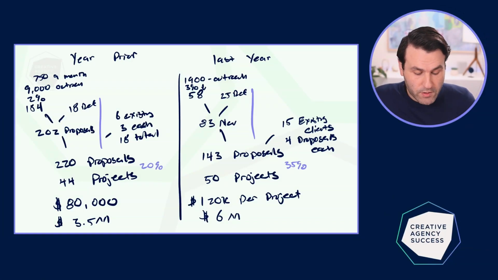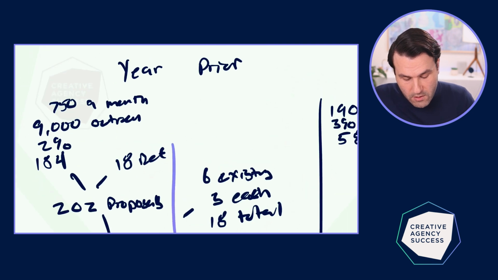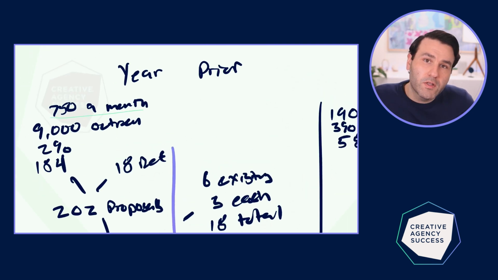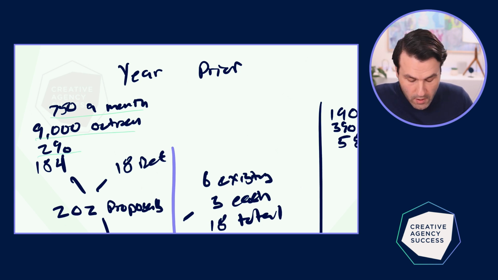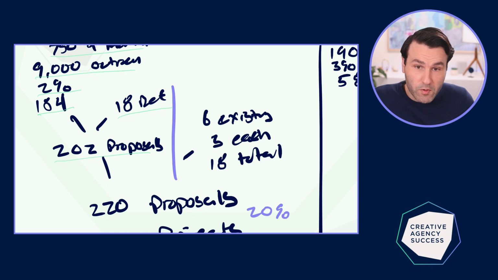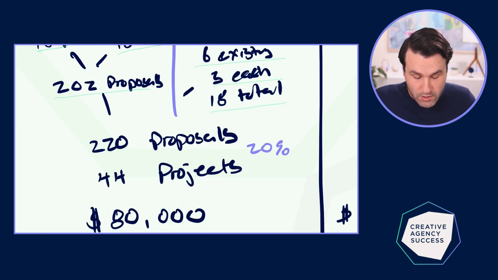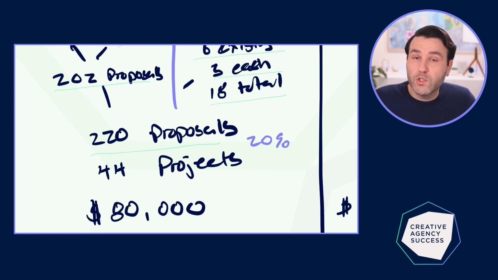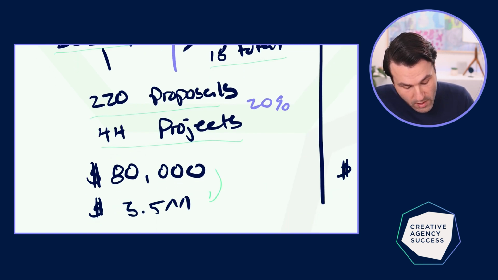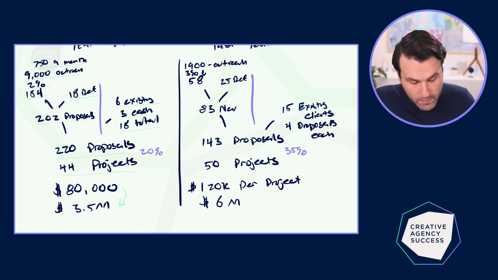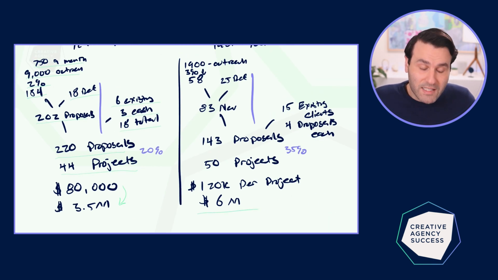So I'm going to share my iPad with you. So here's an example of an agency both last year and the prior year. So let's start with the prior year. They had 750 people that they were reaching out to a month, and so a total of about 9,000 a year. At a 2% conversion to a proposal, they had 184 proposals from that activity. They had 18 referrals that generated them 202 proposals from these activities. They also had 6 existing clients, 3 proposals to each, so a total of 18 proposals from the existing relationships. This generated them a total of 220 proposals, generating them 44 projects at $80,000 each, bringing them to $3.5 million a year. They were able to end the following year at $6 million in revenue.